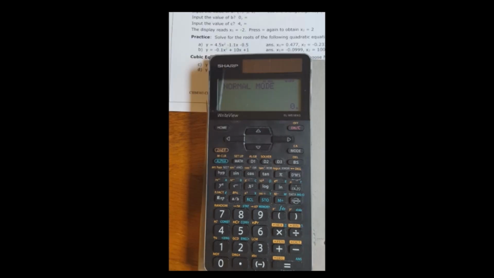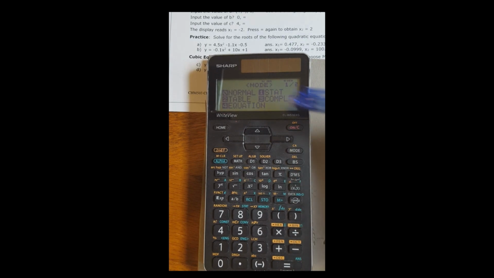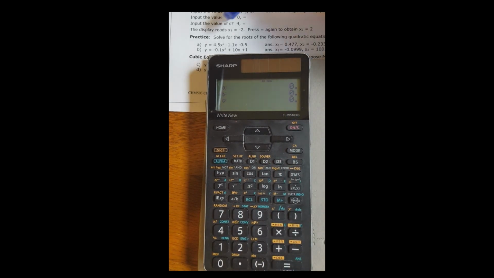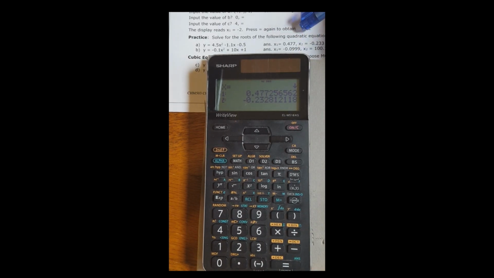Page 245, solving quadratic equations on the Sharp calculator. We'll just do equation A, y is equal to 4.5x squared minus 1.1x minus 0.5. Press mode on the calculator. Then you want 4 for equation and 2 for quadratic. So enter the coefficient A, which according to the calculator is the coefficient of x squared. That'll be 4.5. Then equals, the coefficient of B is negative 1.1 equals, the constant is negative 0.5 equals, and those are your positive and negative roots. 0.477, minus 0.233. Real easy.